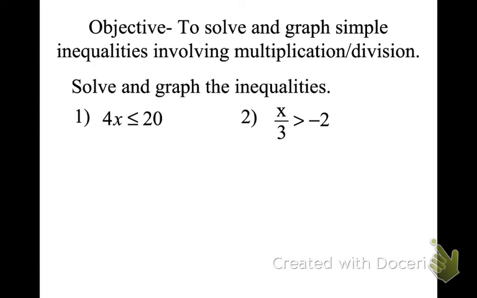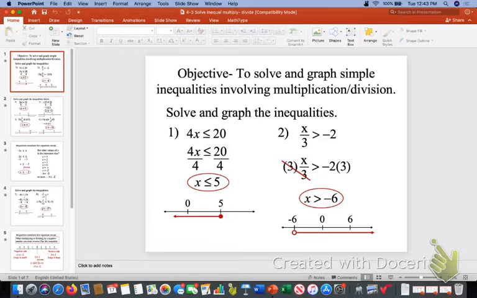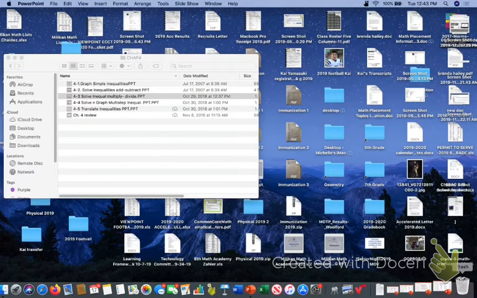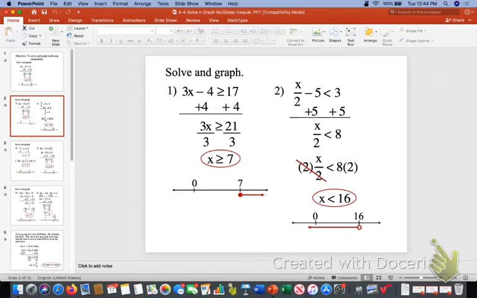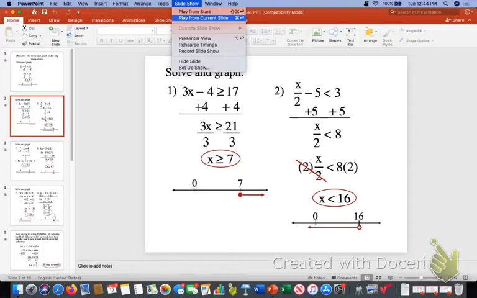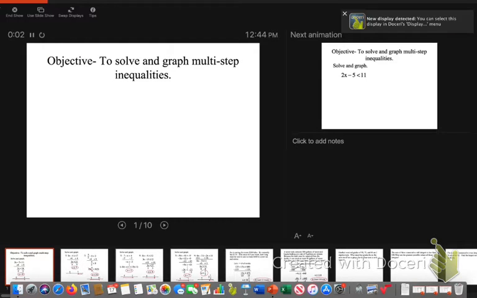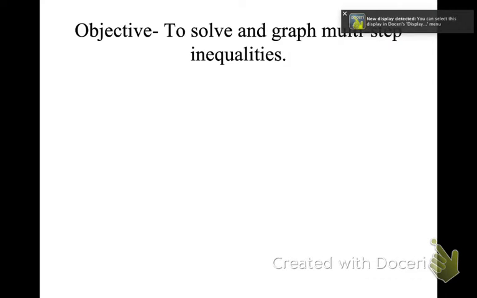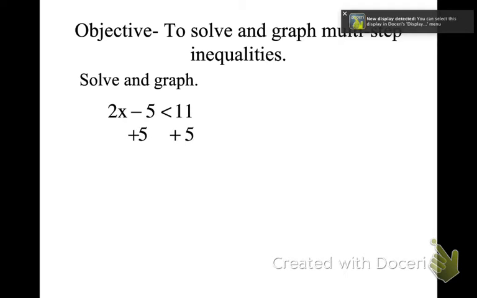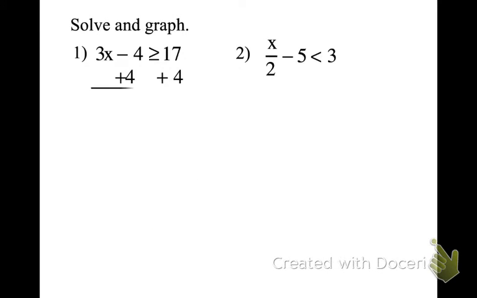Okay, the last section that we're going to be doing is section 4.4. This is where we are dealing with multi-step inequalities. Same thing as in chapter 3, except that we're dealing with two-step inequalities. Please pay attention to the directions. Sometimes it says just solve and you write the inequality, but sometimes it says solve and graph. So let's start with this first one here.